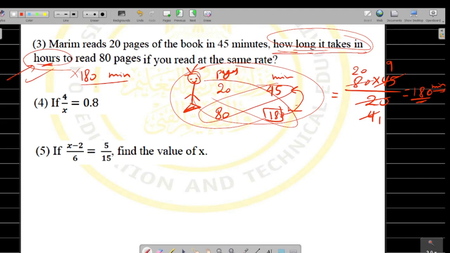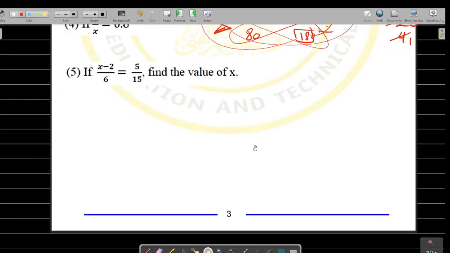In hours, here we have 180 divided by 60 to convert it to hours. You will divide by 60 because each 1 hour has 60 minutes. If we have 2 hours, 120. 3 hours, it will be 180. So we have to divide by 60. 0 with 0, 18 divided by 6 equals 3 hours. How long does it take in hours? You will say it's 3 hours, not 180 minutes. Okay, guys.